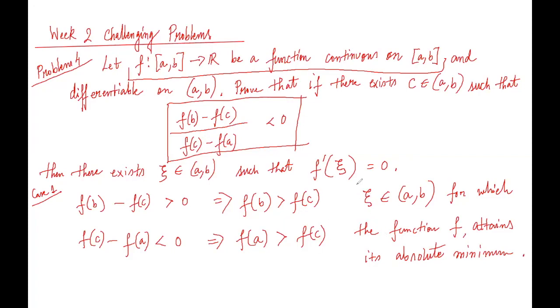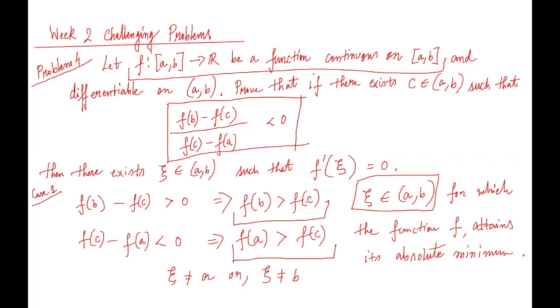And now why did I write xi is strictly inside the open interval AB and cannot be on the boundary? So xi cannot be equal to A, or xi cannot be equal to B, the boundary points, because you see that since I'm working with the absolute minimum, and f of b and f of a, they are strictly greater than f of c, and so the minimum has to be lesser than or equal to f of c, and so the minimum doesn't occur on the boundary.